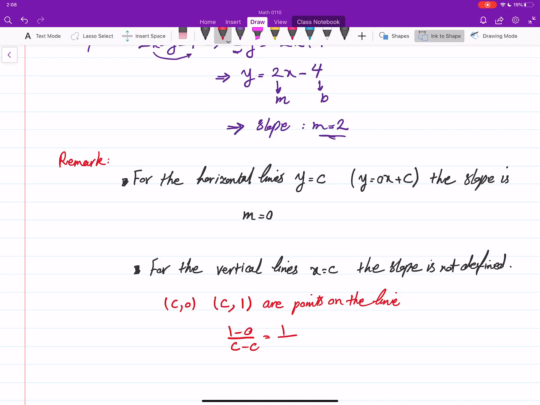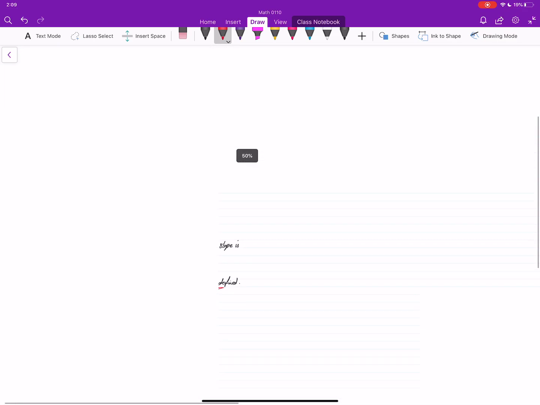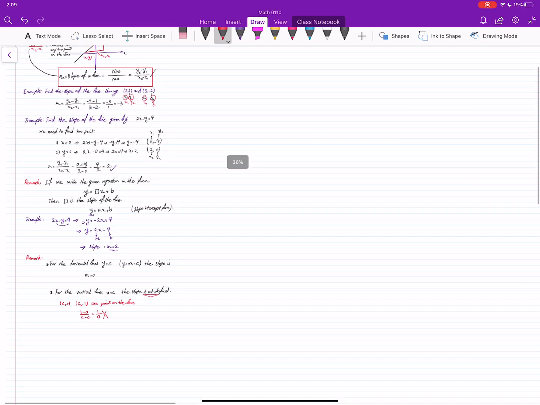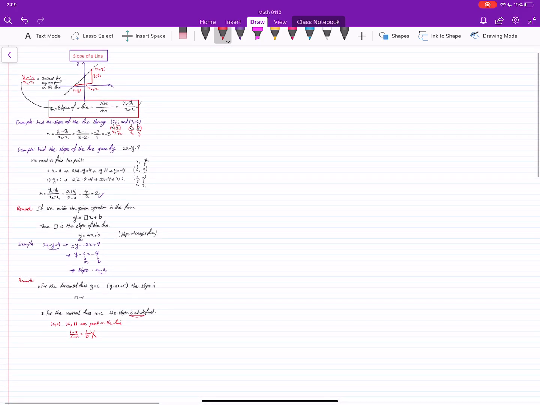This is 1 over 0. Any non-zero number over 0 is not acceptable. So it means that, as we said before, the slope for vertical lines is not defined. Okay, so this was the video in which we defined what the slope is, and we told you at least 2 ways to find the slope of a given line.